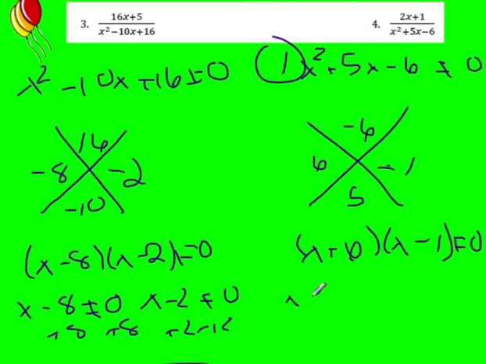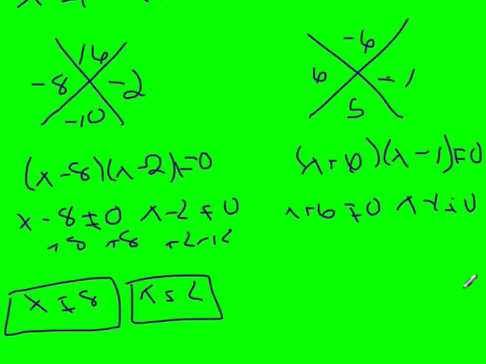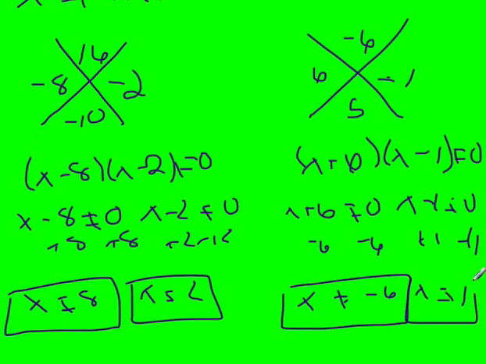So then I get x plus 6 is not equal to 0, and x minus 1 is not equal to 0. So then I'm going to go ahead and subtract 6 from both sides. So I get that x is not equal to negative 6. Here I'm going to add 1 to both sides, so I get that x is not equal to 1. So I have both of those right there.